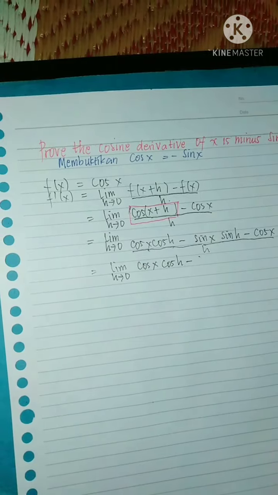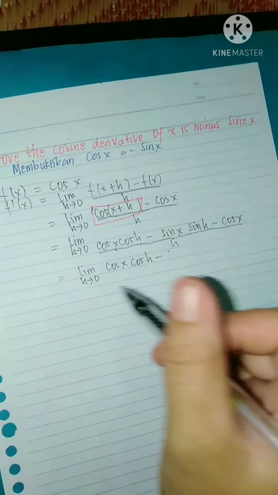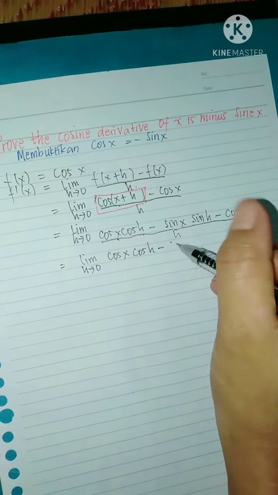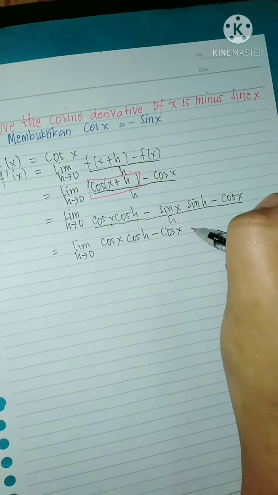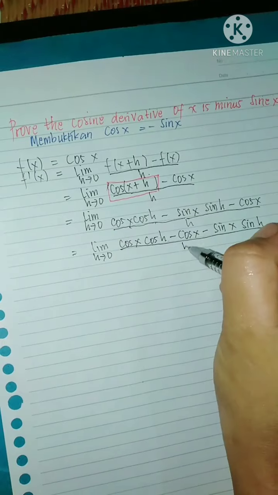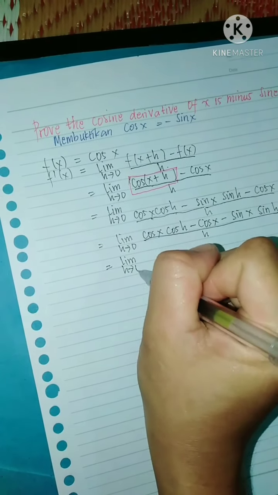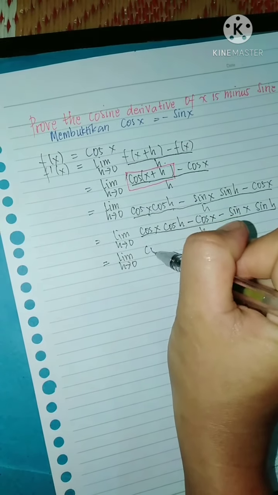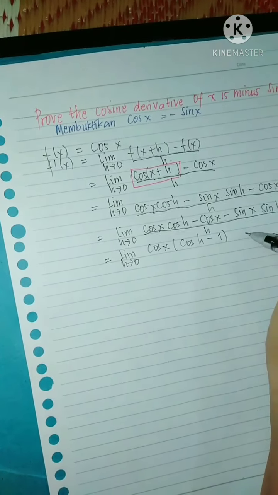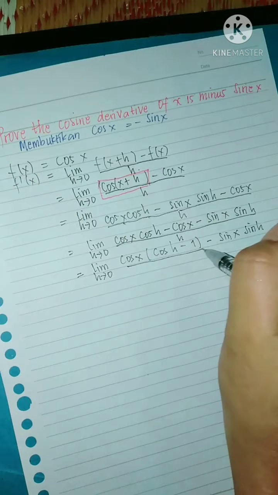And then the next step is looking for the same variable, that is cos x. So equals the limit as h approaches 0 of cos x cos h minus cos x minus sin x sin h, all of that over h, equals the limit as h approaches 0 of cos x (cos h minus 1) minus sin x sin h, all of that over h.